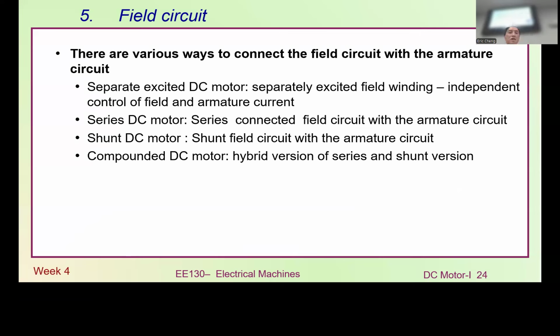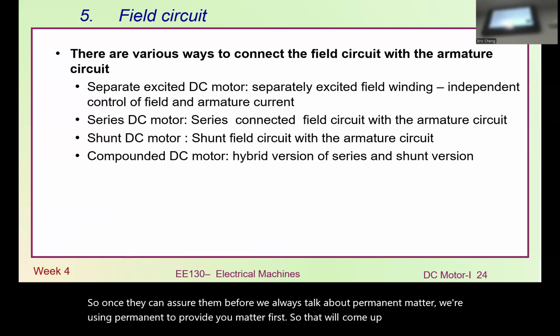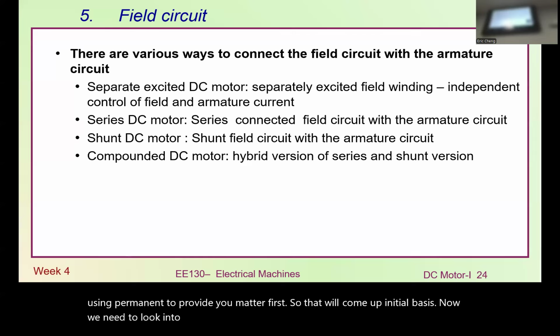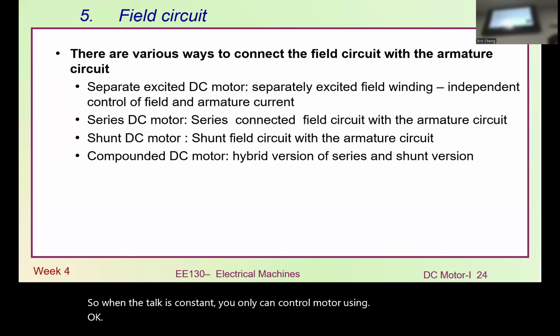There are a number of ways you can control the magnetic flux for the motor. Before, we always talked about permanent magnets providing the magnetic flux, which came up just now when you looked at the torque equation. When the flux is constant, you can only control the motor using voltage, a single parameter.